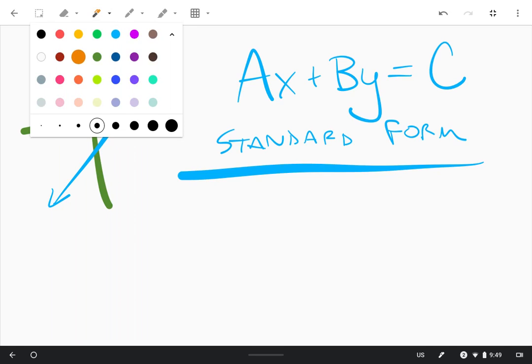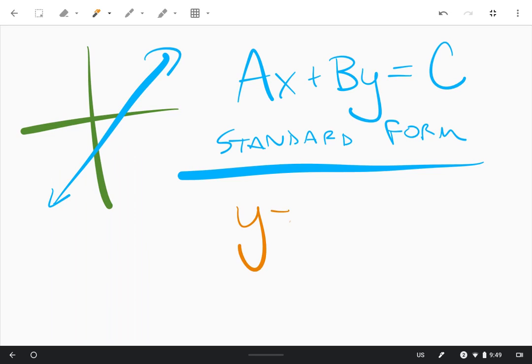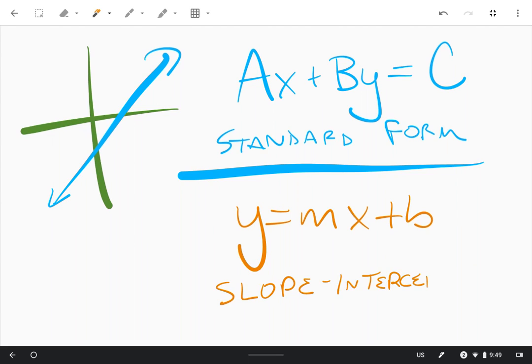And you have probably what you're more familiar with, which is what we call the slope-intercept form. So we are in this first lesson going to focus on the standard form equation.